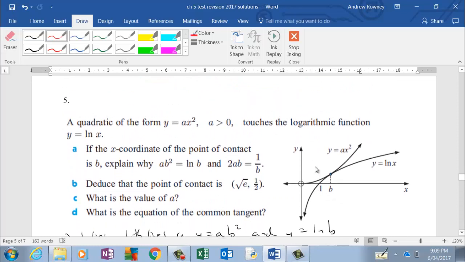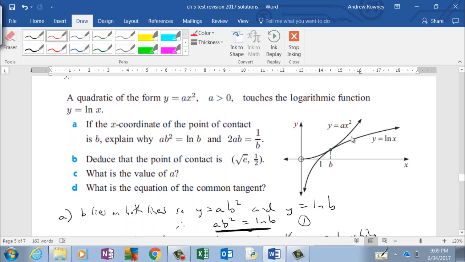Question 5, we've got a ln function and an exponential function. We need to explain why ab squared equals ln b. Well, b lies on both lines, so we can substitute b into both of them. Substitute in the first one, you get ab squared. Substitute in the second one, you get ln b. Because it's the same point, we can say that they both have the same y values.